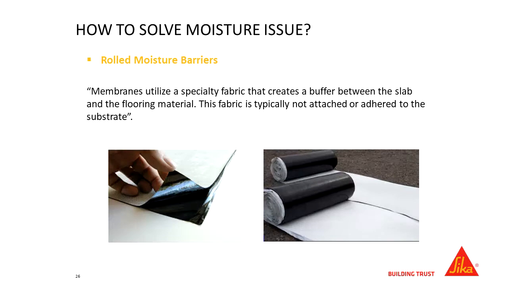You also have these rolled moisture barriers. These are membranes utilized with fabric. They create a buffer, almost like a slip sheet, that keeps the moisture coming up from the slab from affecting your finished goods. But they are rolled products. They do have seams, and I would hesitate and make sure everyone checks on these rolled moisture barriers the perm rating, because I think you'll find that a lot of them fall more into the retarder and less into the barrier aspect of it. But this is another way that installers are out there solving moisture problems out on job sites.